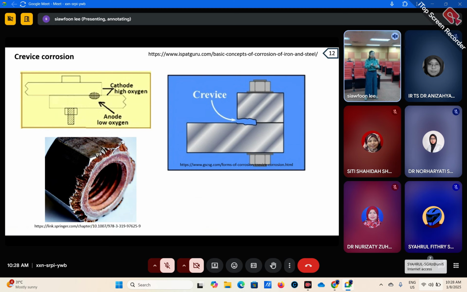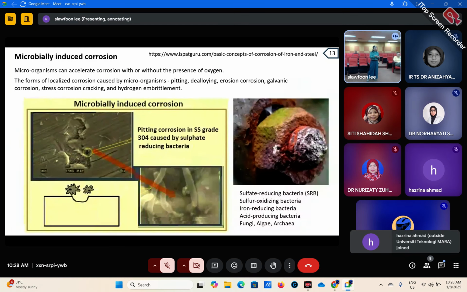So when there's crevice corrosion, you will see this type of corrosion on the nuts of the steel. Okay, and another one is microbially induced corrosion. A lot of people have paid attention to this kind of corrosion because they believe that microorganisms can accelerate the corrosion. I mean, the microorganisms don't induce the corrosion, but they will accelerate it.